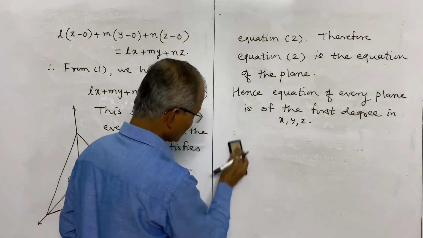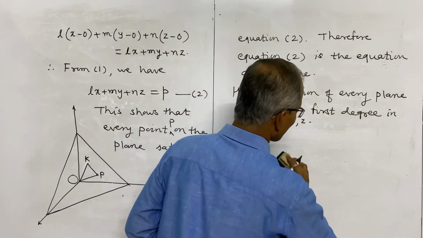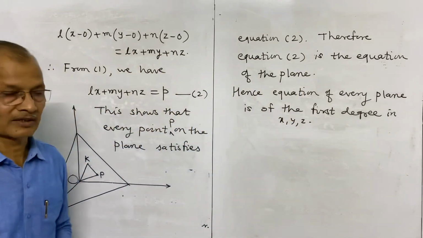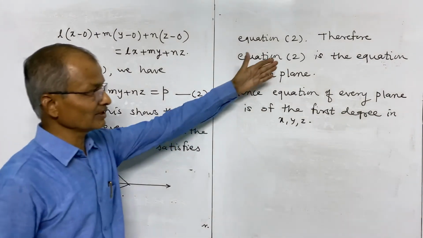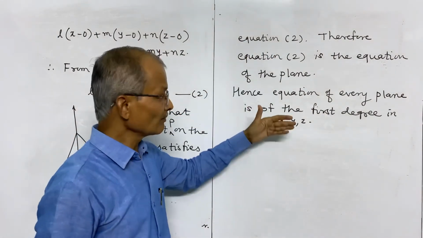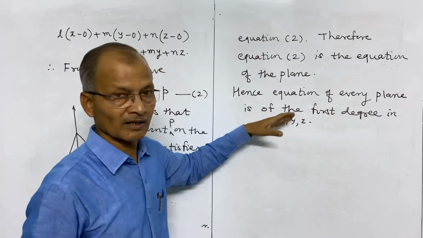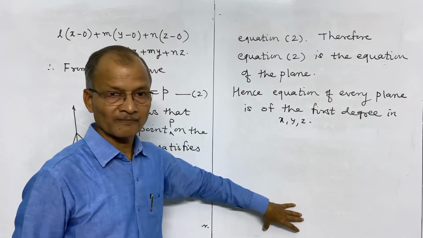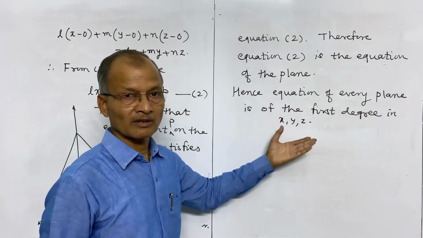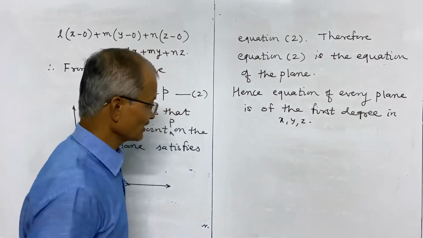So this completes the converse part, and we have proved both these parts, and thus a first degree equation and a plane are equivalent. If a first degree equation in x, y, z represents a plane, and if it is a plane, then its equation is a first degree equation in x, y, z.